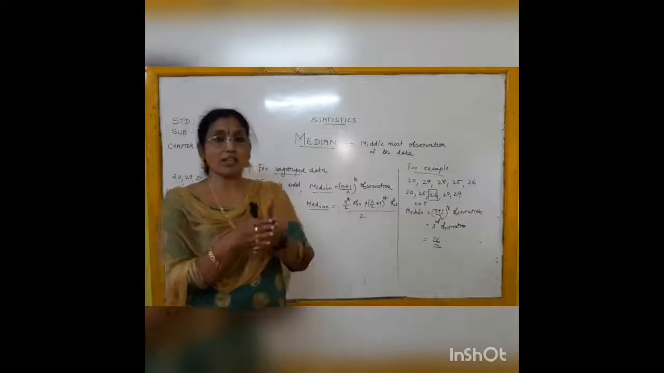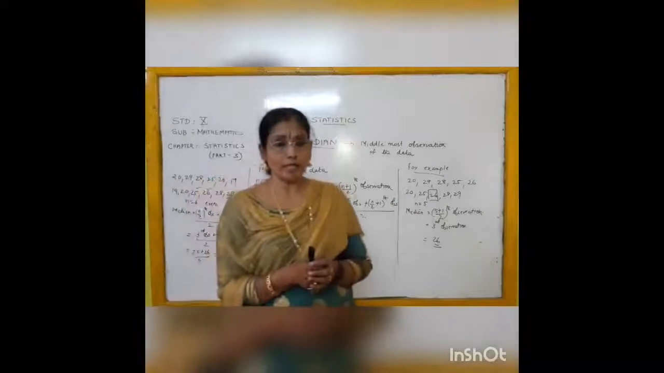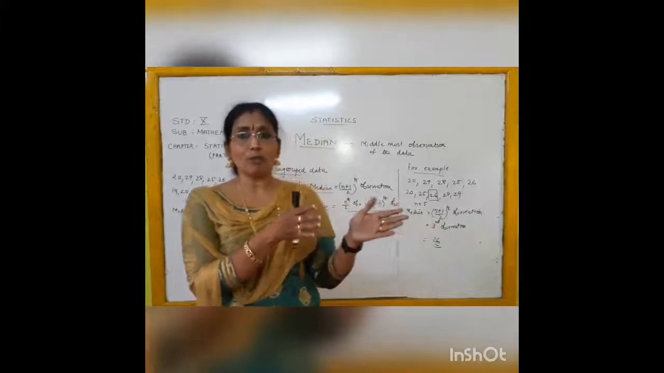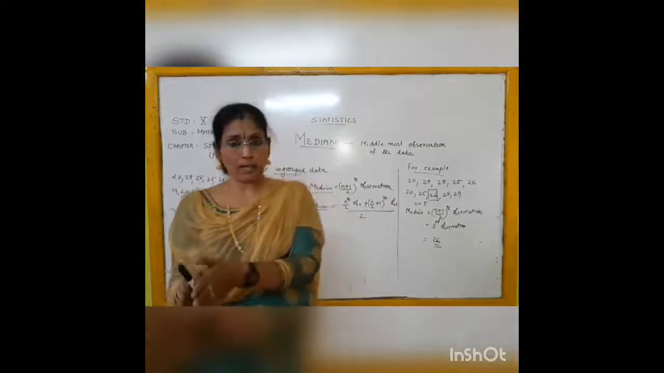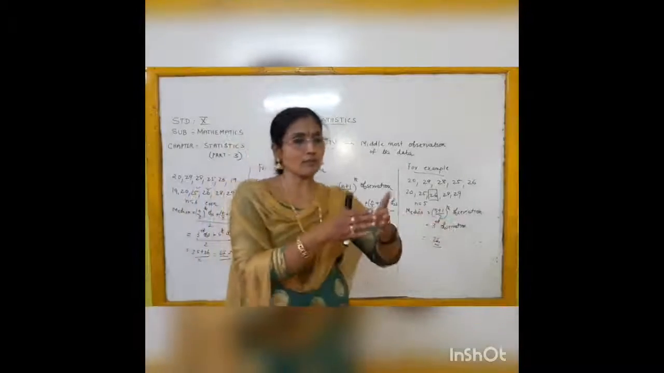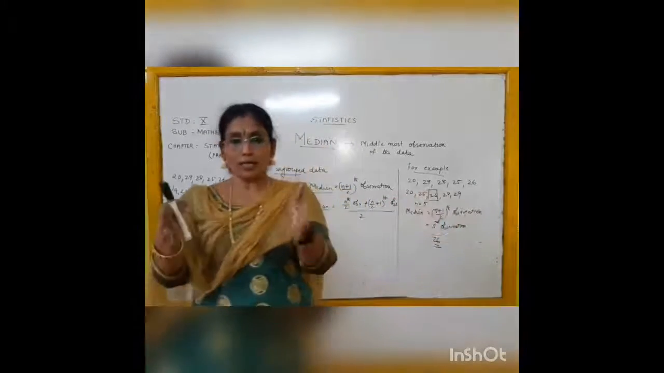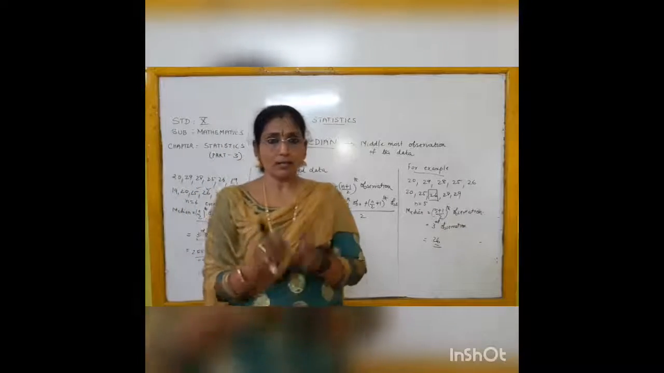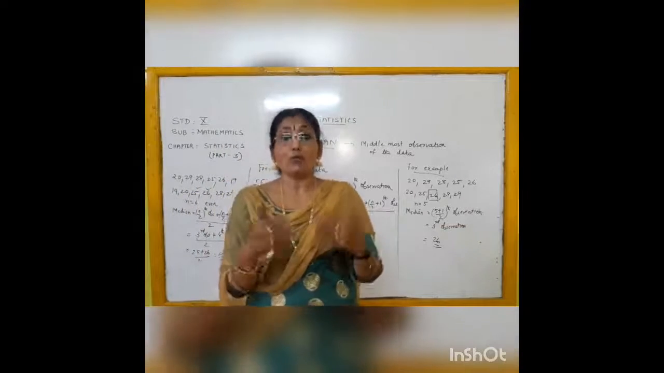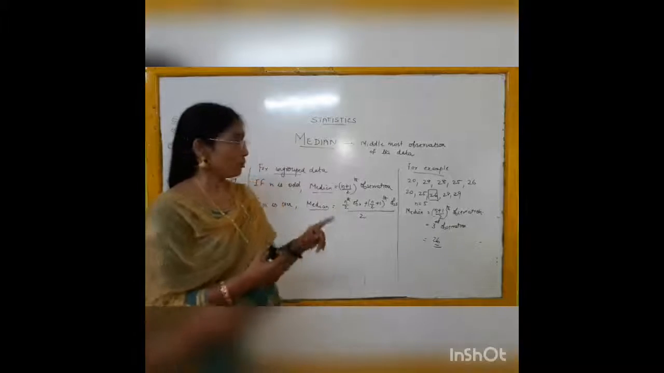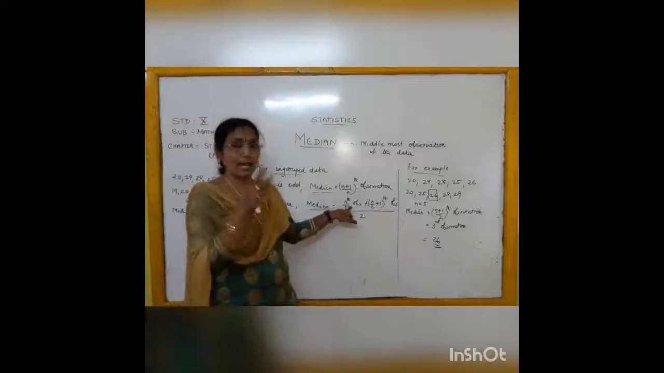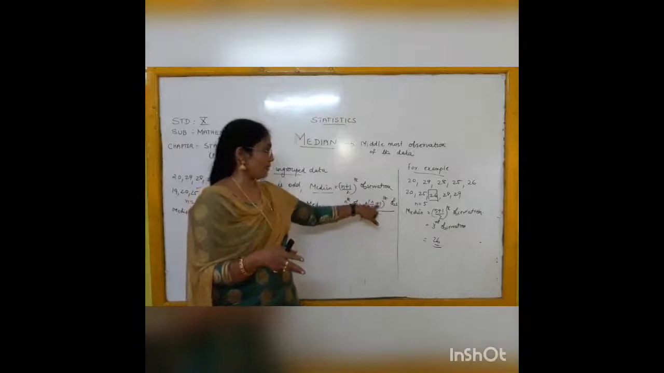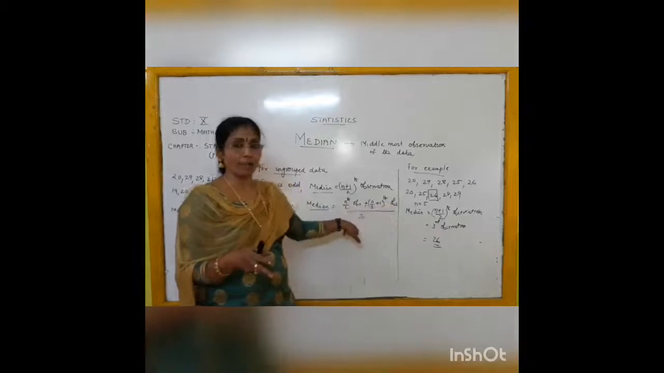Now if the number of observations is even. Suppose 6 students are sitting on a bench. You can't say which one is exactly in the middle. The third one can be, the fourth one can also be. Three on this side, three on that side, so the two in the middle are the middle ones. For that, you have to use another formula: the n by 2th observation plus the (n by 2 plus 1)th observation, divided by 2.